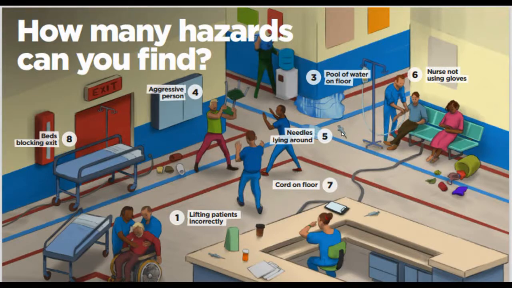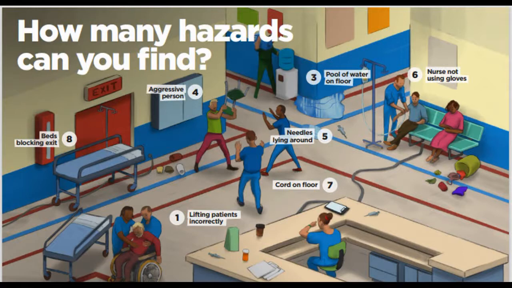Okay, and then nurse not using gloves. The nurse is not using PPE. That's the hazard. So what is the risk that might happen? The likelihood is that infection might occur from the patient to the nurse or to the doctor.